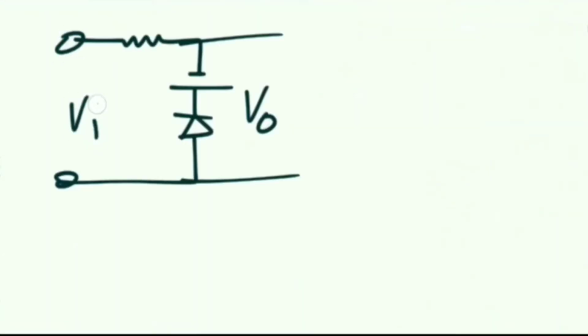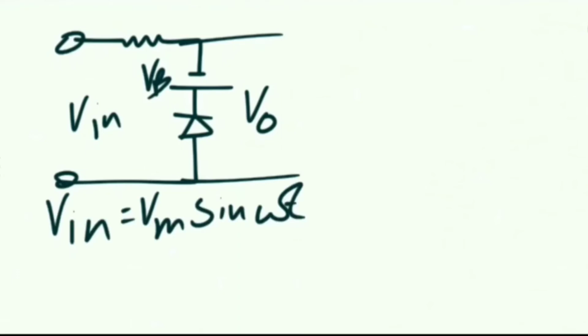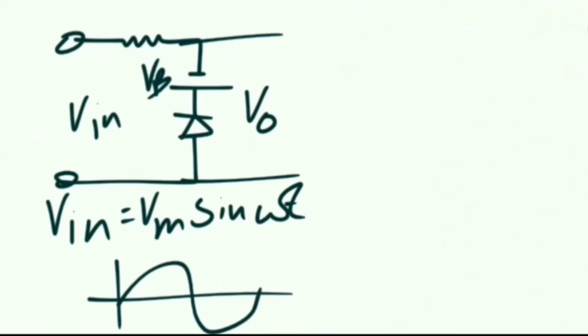Now let us see some biased circuits. Here you can see that the diode is in parallel to the applied signal, so it's a parallel circuit, and since along with Vin there is an external voltage source of Vb, it's a biased circuit. Vin is again taken as Vm sin omega t, and the graph is like this. The polarity of the diode is taken as this with a voltage of Vd.